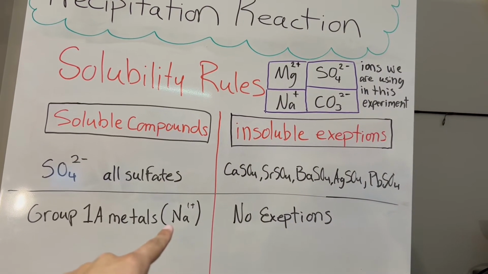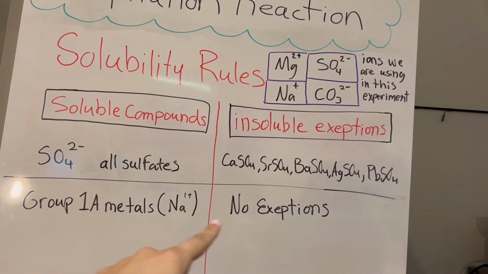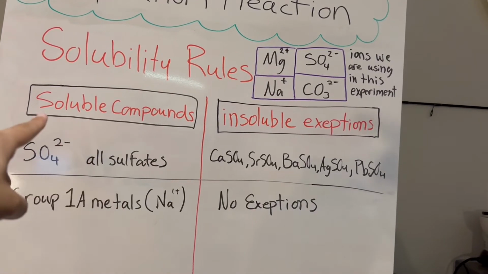Sodium, another compound that we will be using, is always soluble. All group 1A metals are always going to be soluble, and there are no exceptions, meaning that sodium with anything will always be a soluble compound.